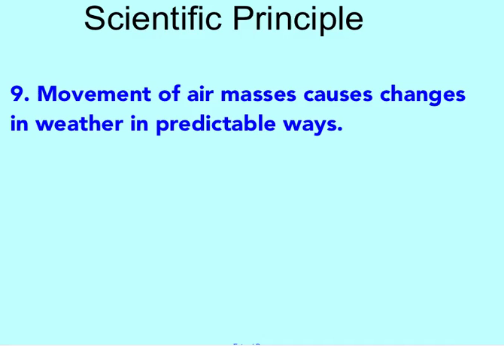Now, not models drawn on paper, but mathematical models. They have computer simulations. They have all these things that will help them develop an idea of what the weather is going to be like based on what it is now. So again, scientific principle number 9, the movement of air masses causes changes in weather in predictable ways.